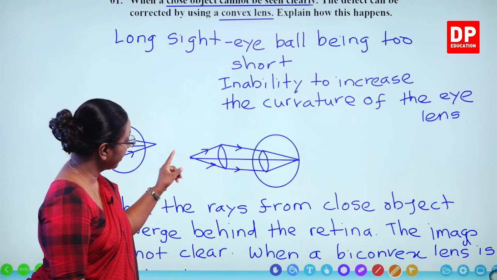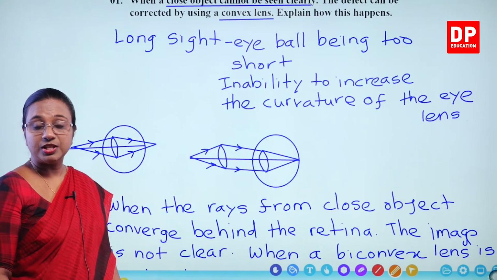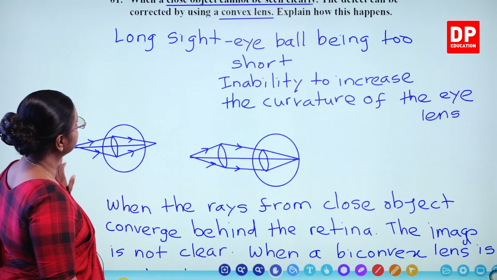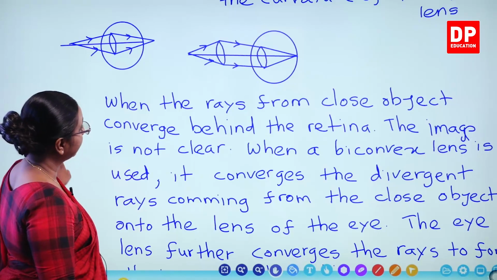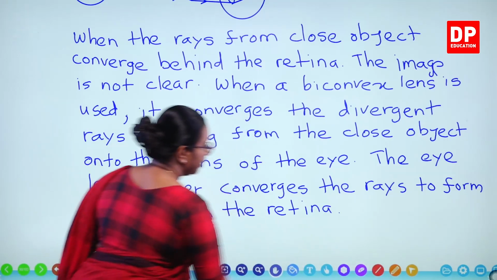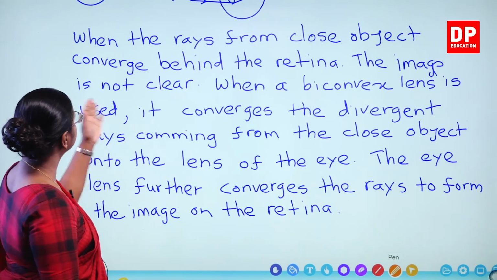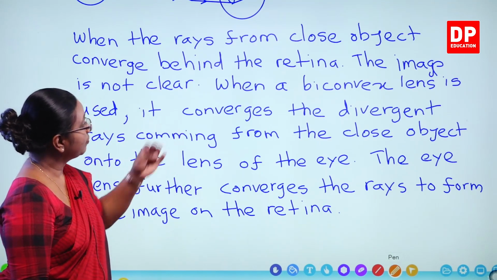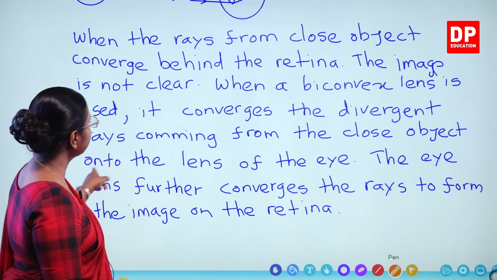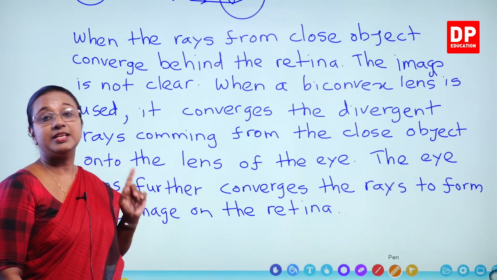But when you correct, you can see the divergent rays are converged first and again they converge onto the retina so that the image forms on the retina. So, that is what happens. When you are to explain it, this is how you can give the explanation. When the rays from close object converge behind the retina, the image is not clear. When a biconvex lens is used, it converges the divergent rays coming from the close object onto the lens of the eye. That is how it is corrected.